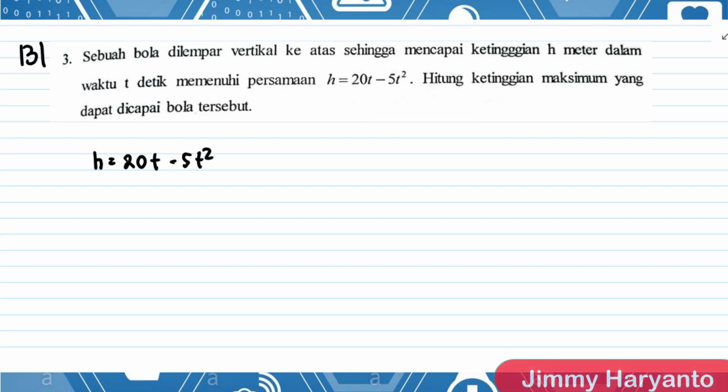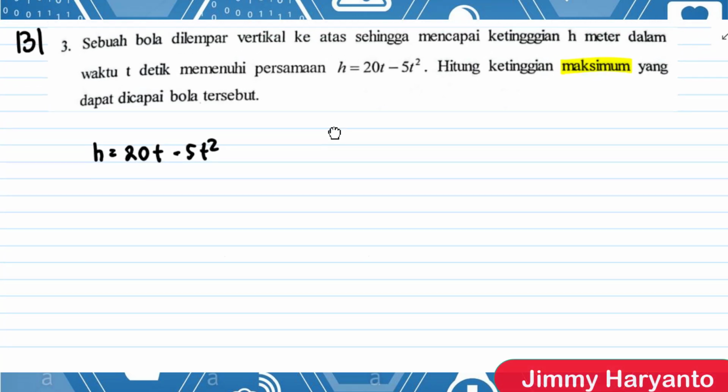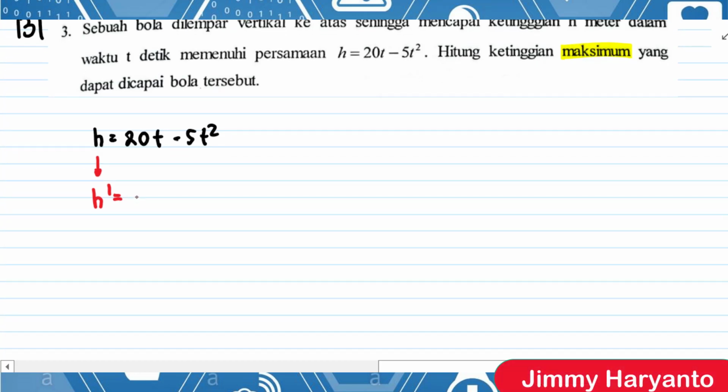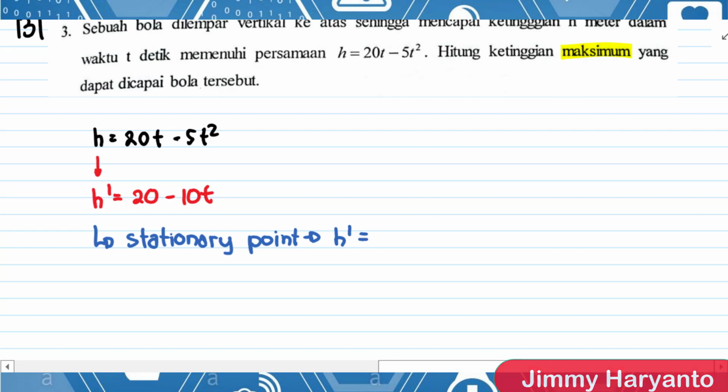Maximum height. When you find the words maximum and minimum, that means the question wants you to find the stationary point. That means you have to follow the steps to find the stationary point. To find the stationary point, you have to find the h accent, the first differentiation of the h. It will be 20 minus 10t, and also you have to make it 0 because we are going to find the stationary point. Stationary point means the h accent has to be 0.